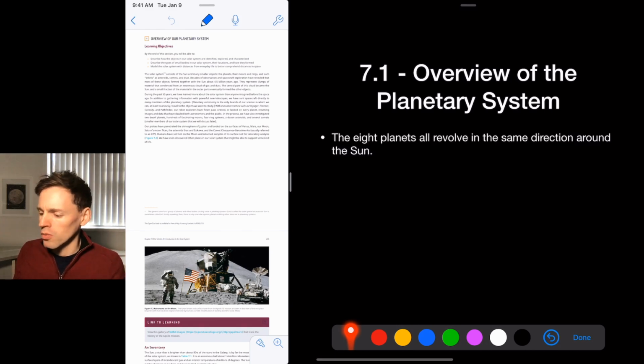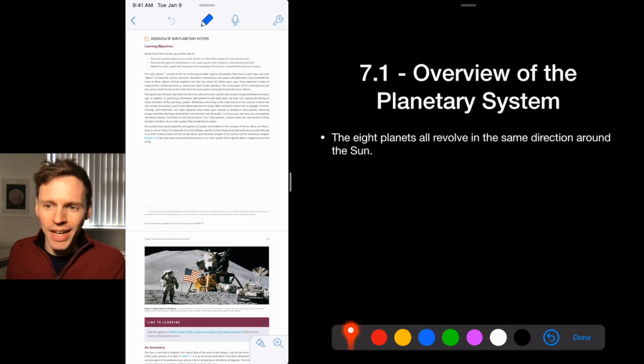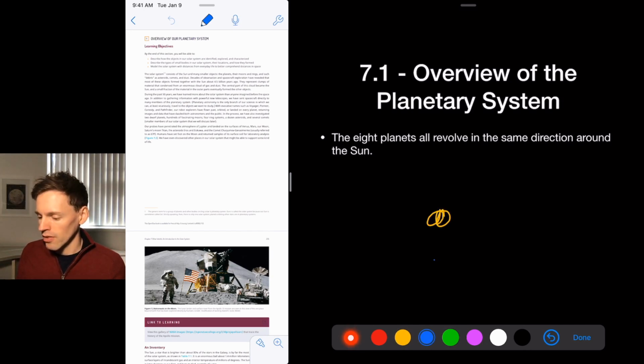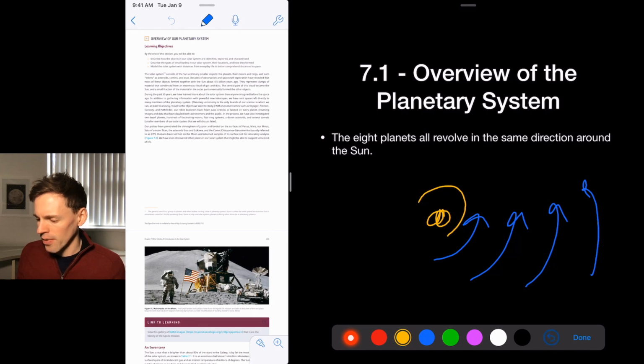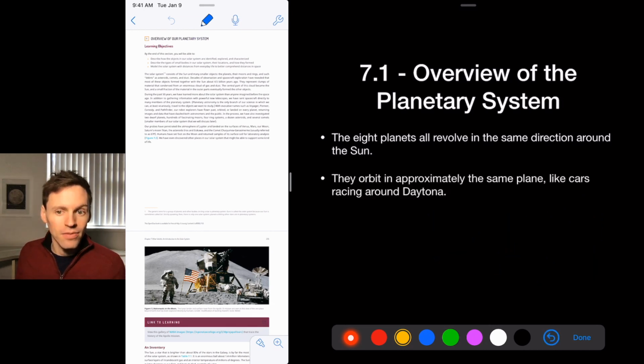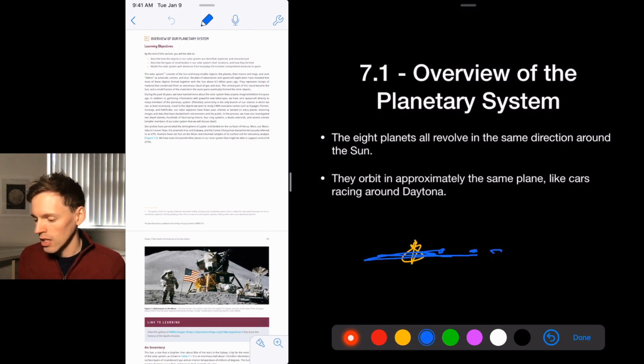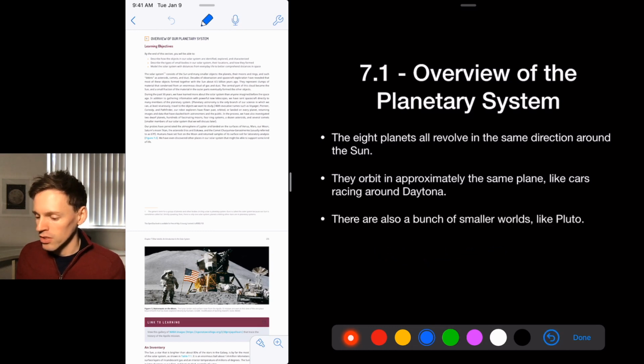The 8 planets all revolve around the sun in the same direction. This is a key point that you're going to hear all the time. You've got the sun and all the planets going around the sun in the same direction that the sun rotates. That's a key hint. That's related to angular momentum. So they orbit in approximately the same plane too. If you have the sun here and all the planets, they're orbiting around in roughly the same plane, like cars racing around a racetrack.